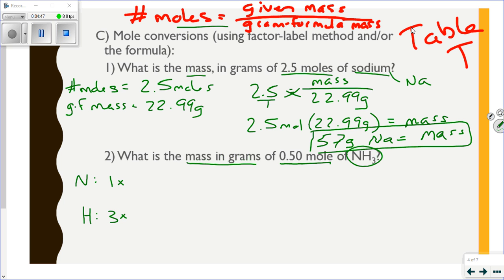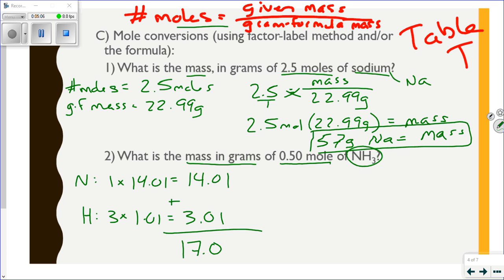I go to my reference table, I see that nitrogen has 14.01 grams, and I see that hydrogen is 1.01. So when I do a little bit of math, I end up with 3.01 for hydrogen and 14.01 for nitrogen. I add those two together to get my gram formula mass, and I end up with a grand total of 17.01 grams total. So that's my gram formula mass for this molecule.